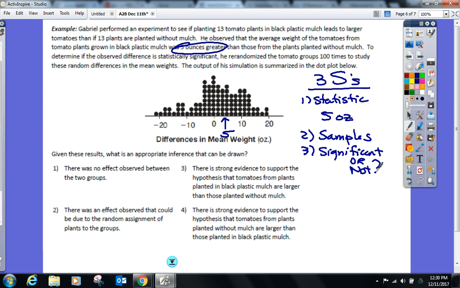Based on where the 5 falls with all the rest of them, significant or not? You guys win today. Is that 5 unusual? Absolutely not. That 5 is not unusual. Look at everything to the right of it. It's right in the middle. So it is not significant. Here's where our thinking should go. It's not significant, which means it happened by random chance, not by the treatment.